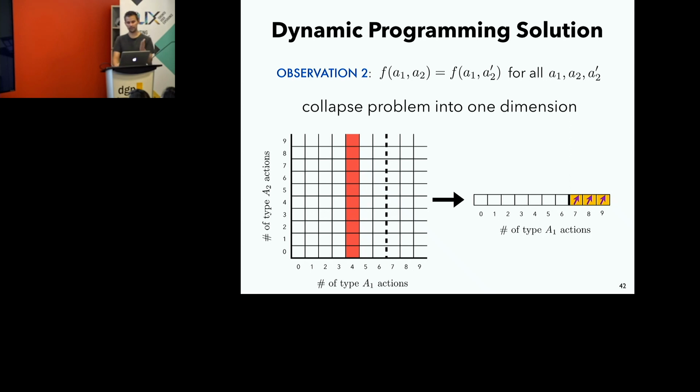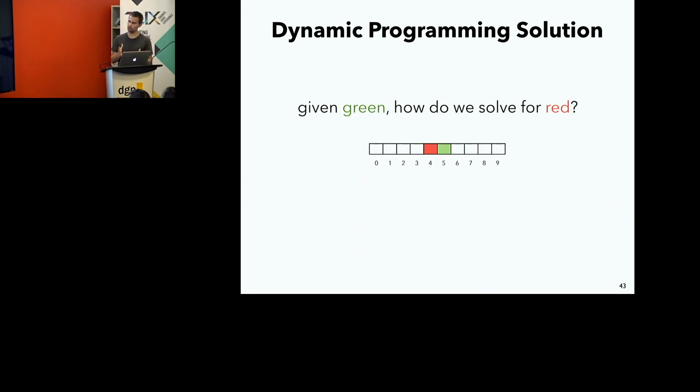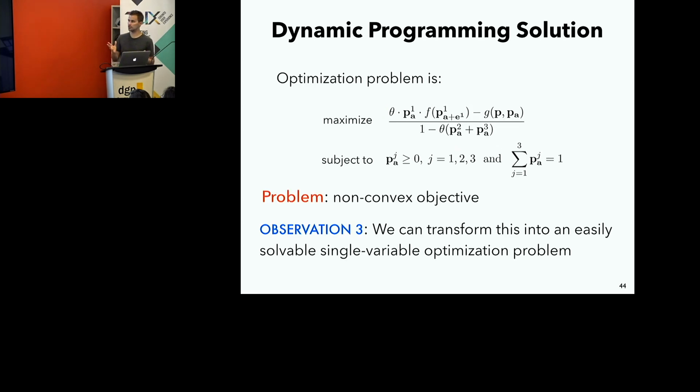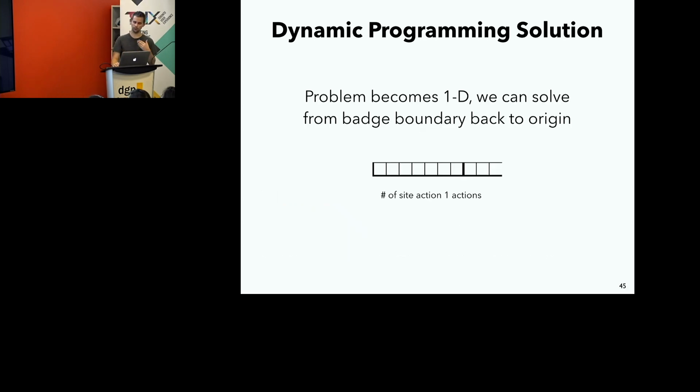So that means past the badge boundary, we already know how to solve it. And then we have this one-dimensional problem, which is basically, given that I have this green cell, how do I calculate what I should do with the red cell? Now, this turns out to be an optimization problem. If you write it down straight up, you can't solve it, but basically we can transform this into an easily solvable single variable optimization problem. I won't go into that. Just trust me on this. So basically the problem is one-dimensional.